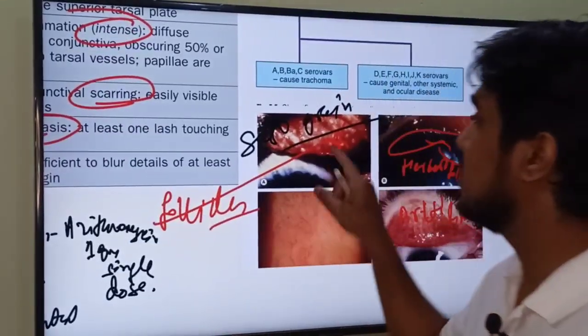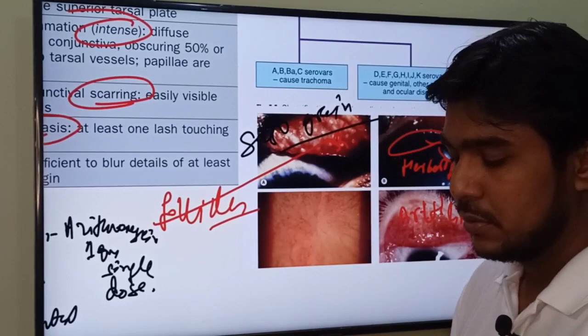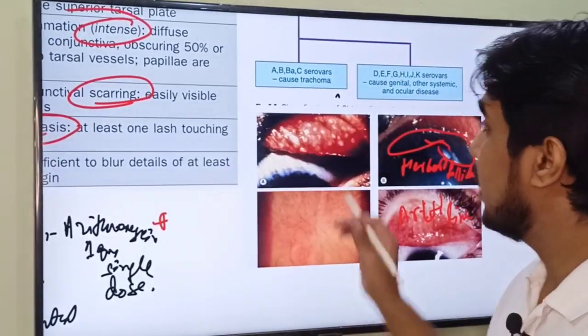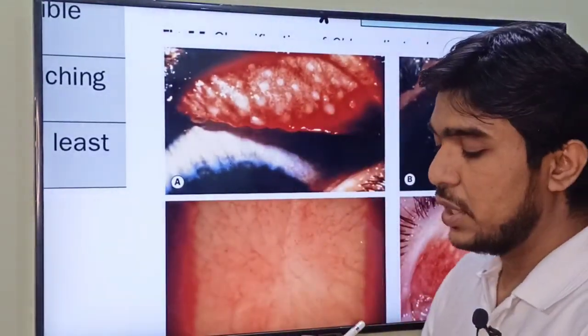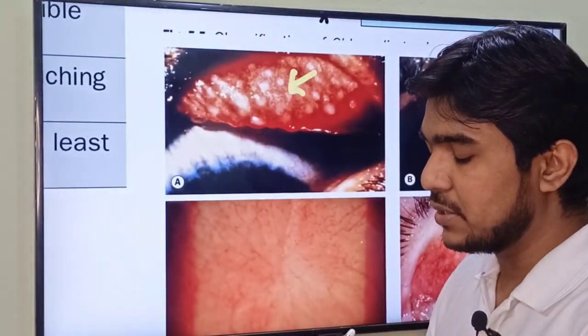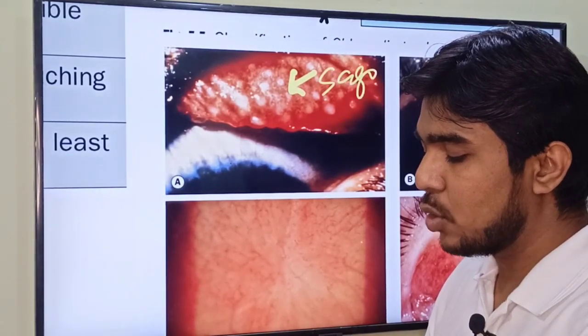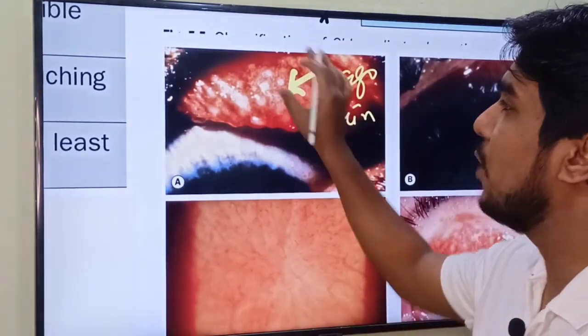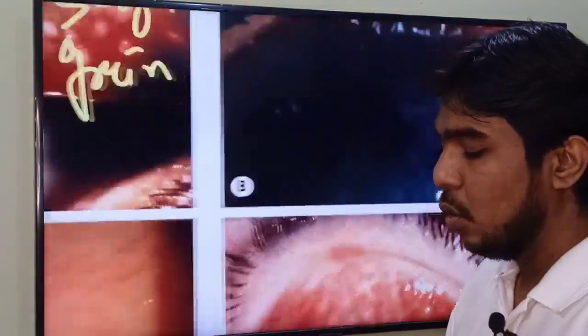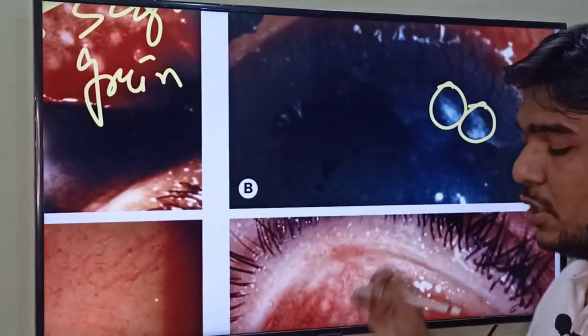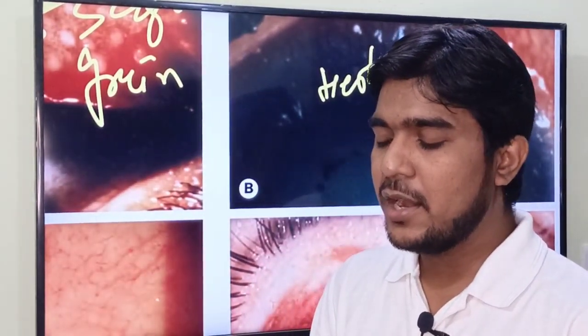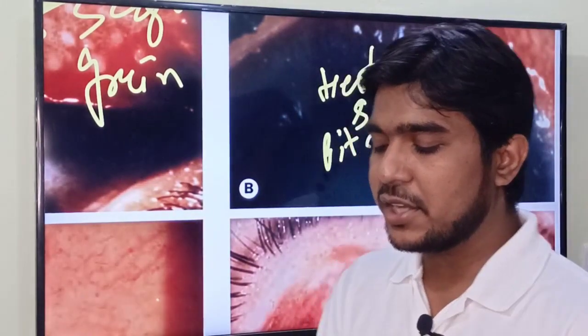Now let me tell you what is this. What is this? This is the sago grain appearance, which is particularly found in trachoma. What is this? These are the Herbert follicles. On healing, they form a depression which is called the Herbert pit. So Herbert follicles and Herbert pits are characteristic of trachoma.